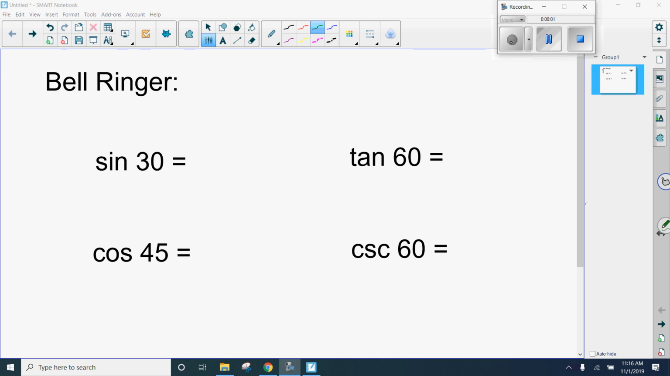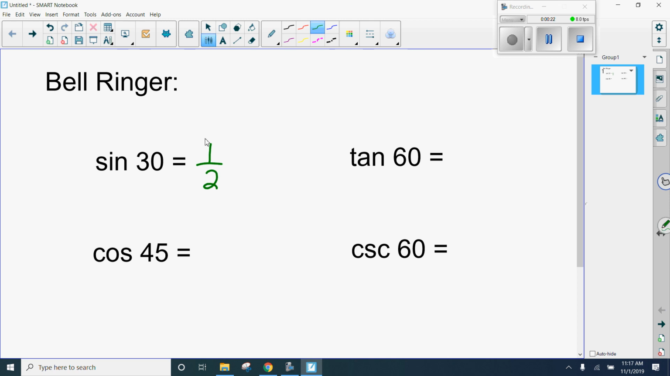Are you doing the special triangles, or are you all doing the hands? Hands, great. So sine of 30. 30 is the ring finger. Hold it in. Sine is the bottom fingers. So you have 1 over the palm of your hand, 2, so it's 1/2.